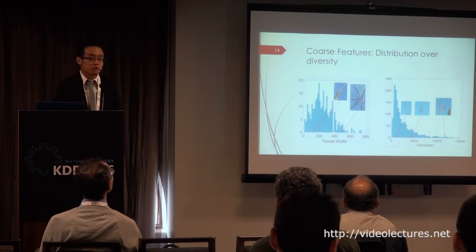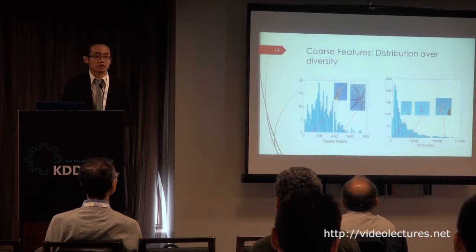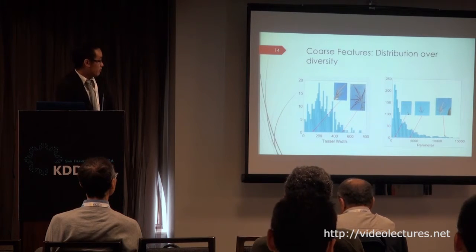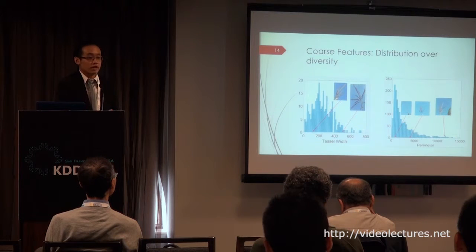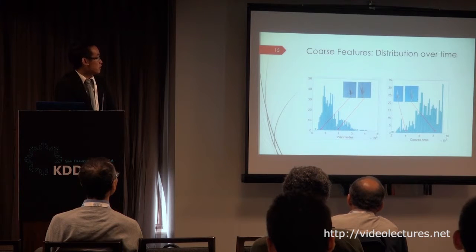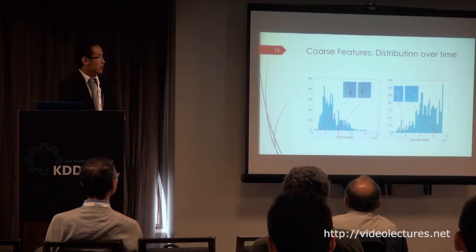Also, this is a distribution over diversity, so it's basically saying over a number of populations that we are looking at. So you can see that in tassel wave, we have an idea how a tassel looks like, if it's low or high, or for example, if the perimeter of a tassel is low or high. So also for distribution over time, you can see how a tassel grows, if it's from small to large in terms of perimeter or convex area.